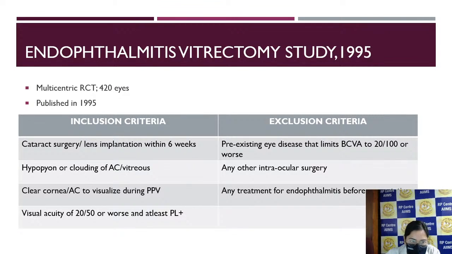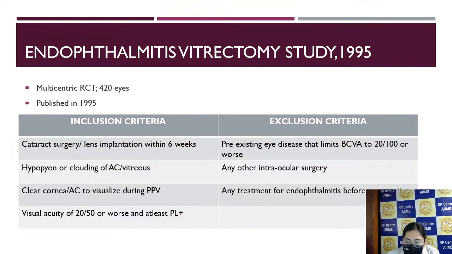Now, before starting the treatment, I'd like to discuss this major study, the Endophthalmitis Vitrectomy Study, which was published in 1995. It was a multicentric randomized controlled trial with 420 eyes. They included eyes which had undergone cataract surgery or lens implantation within 6 weeks, had hypopyon or clouding of the AC suggestive of endophthalmitis or in the vitreous, a clear enough cornea to visualize the posterior segment while doing vitrectomy, and visual acuity worse than 20/50 but not PL negative.